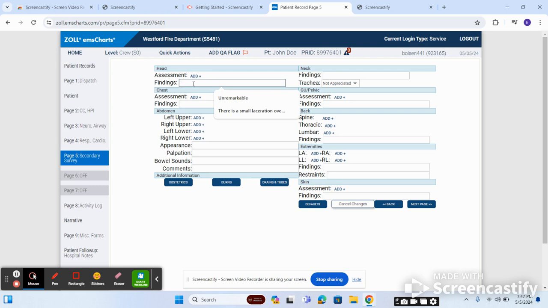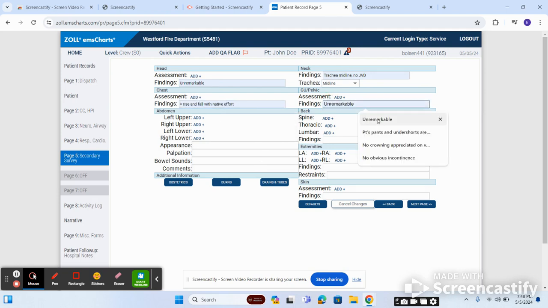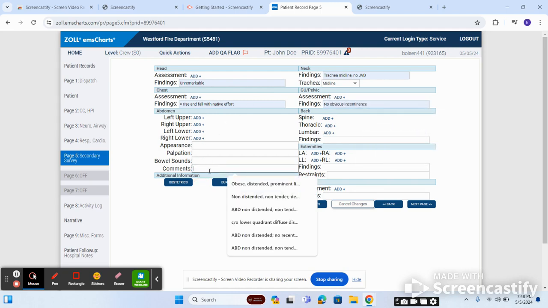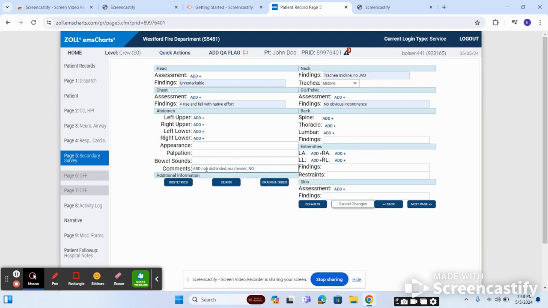So for his head, once you've done a couple of charts on the computers, it will start to recognize these fields and say, gee, most of the time I write that their head findings are unremarkable. I write that his neck findings are unremarkable, or his trachea is midline and there's no JVD. We can also say that right there pretty easily. We can say that his chest has equal rise and fall with native effort. There's no incontinence, so we'll say no obvious incontinence here. For comments down here, we can really talk anything we want about the abdomen. So we'll say abdomen non-distended, non-tender, no recent nausea, vomiting, diarrhea.